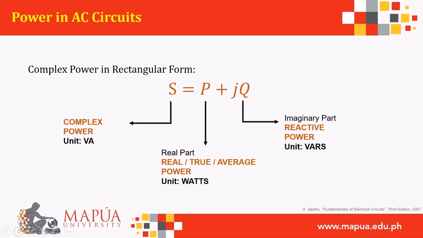Here is the complex power in rectangular form. Complex power in volt-ampere is equal to real true average power in watts plus the reactive power in vars. So this one is the real part, this one is the imaginary part. Combining, we have a complex quantity called the complex power.